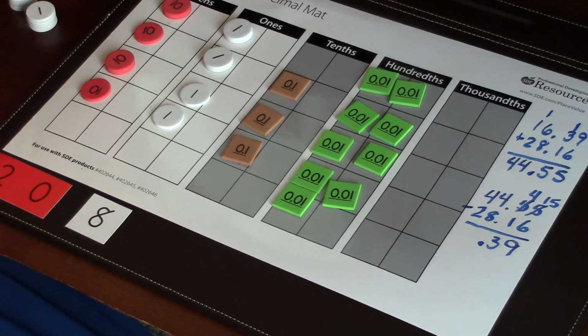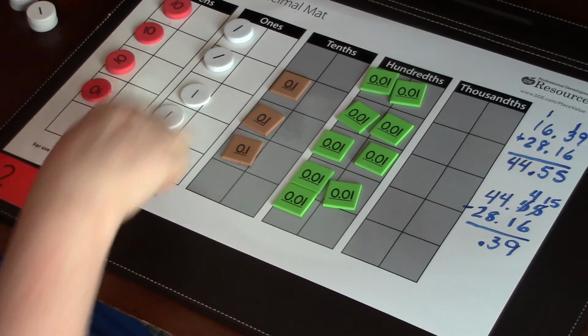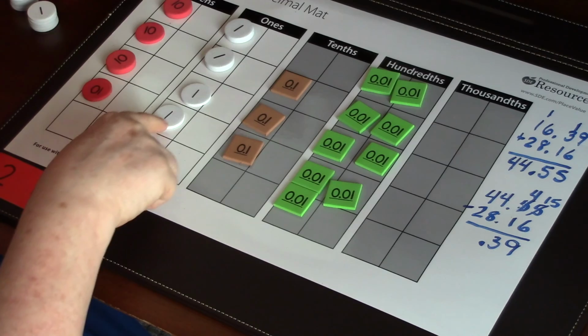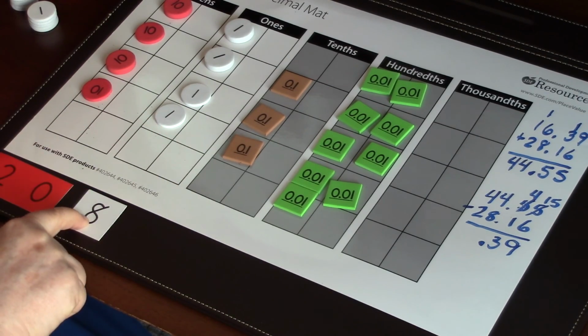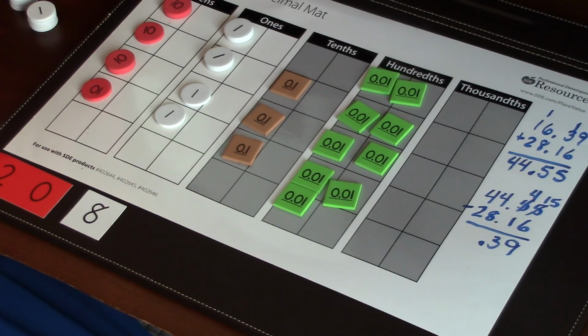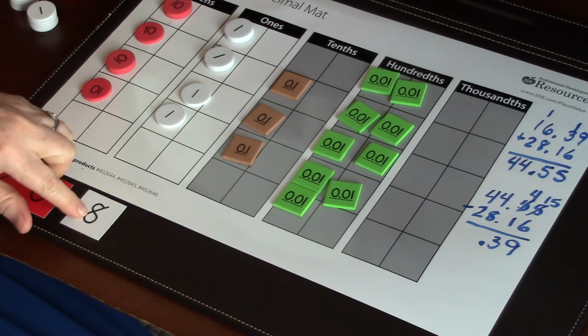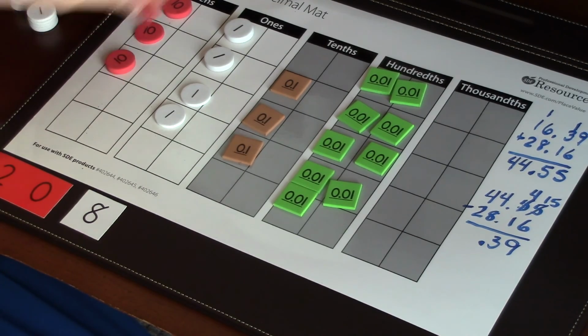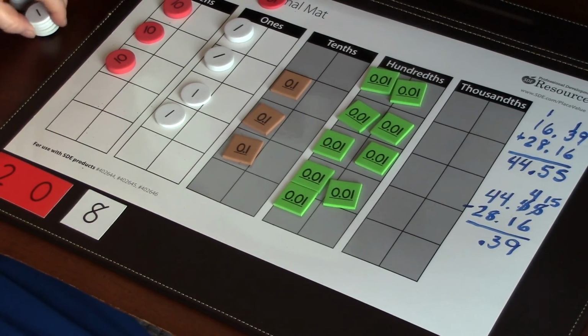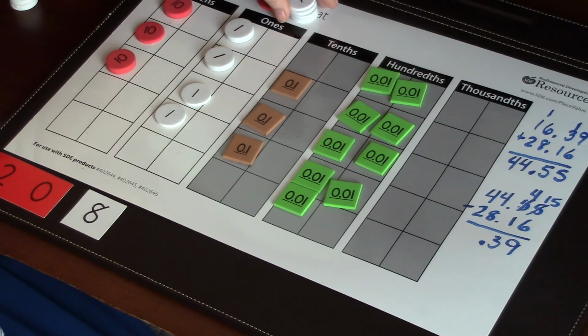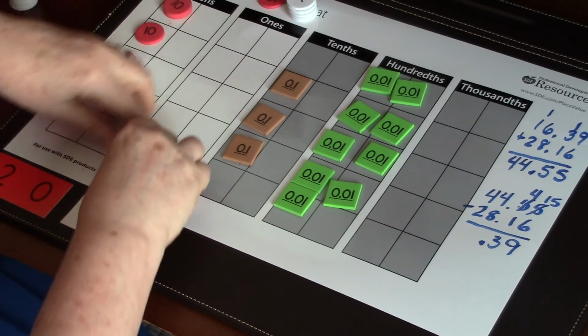And so now if we look, how many ones are in our ones place? I have 4 ones. And how many ones do we need to take away? 8. Can we physically put 8 ones on there? No. Not right now, we can't. So what do we need to do? I need to move these down here first.